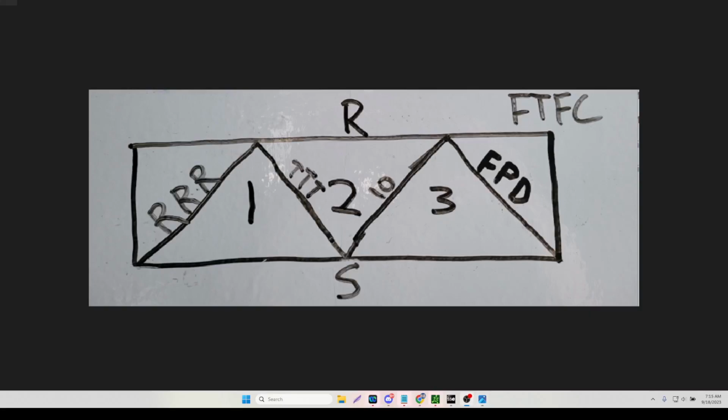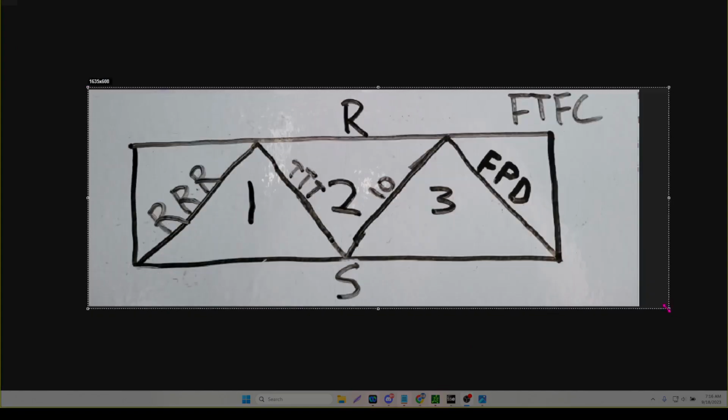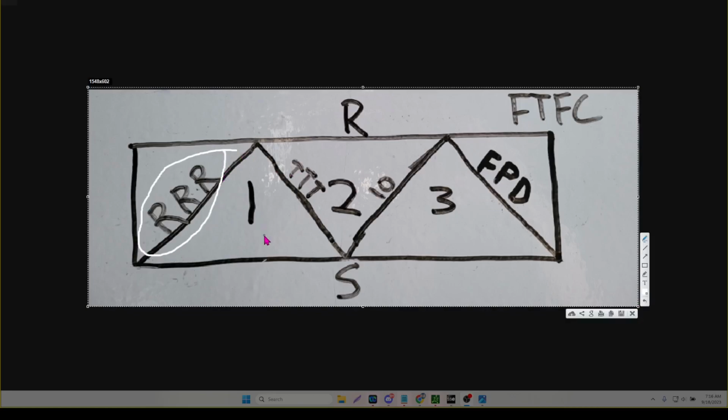Good morning, everyone. It is September 18th of 2023, and I wanted to do a quick video this morning on RRR. This is part of the logo for how I trade, and this right here stands for Run, Rest, Run. And we've had a lot of people ask in the Discord server, what do I mean by run, rest, and run?